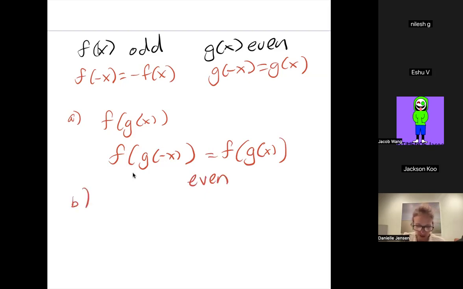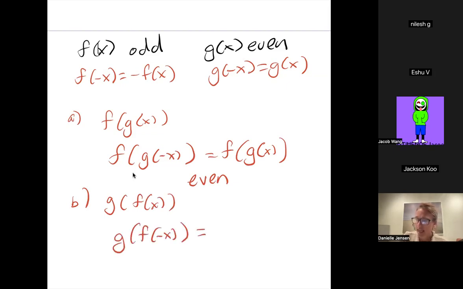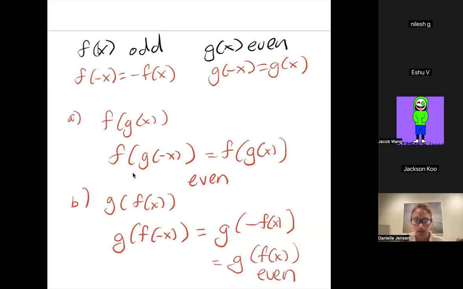I do the same thing. Let's do another that's a little bit different. Actually, we'll do the second one and then I'll do one more. So g of f of x: again, the test is plug in negative x. And I know f of negative x equals what? Negative f of x. Right. And so now I'm doing g of negative something. But because g is even, g of negative something is just the same as g of f of x. Therefore, we're still back to what we started with. So it's still even.